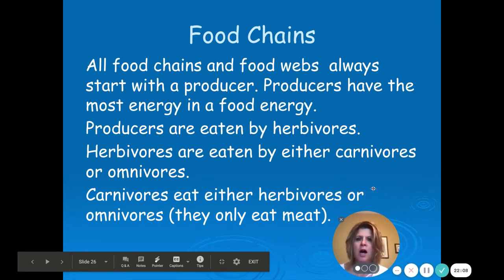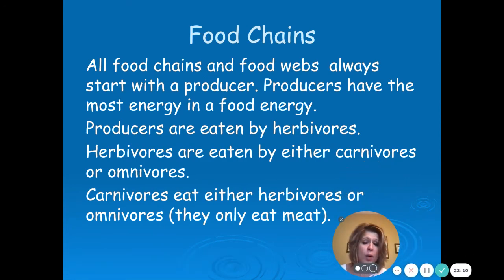Food chains. All food chains and food webs always start with the producers, our phytoplankton. Producers have the most energy of all the food webs and food chains because all they have to do is sit there and suck up the sun and carbon dioxide. Producers are then eaten by herbivores. Herbivores then are eaten by either carnivores or omnivores. Carnivores eat either herbivores or omnivores.